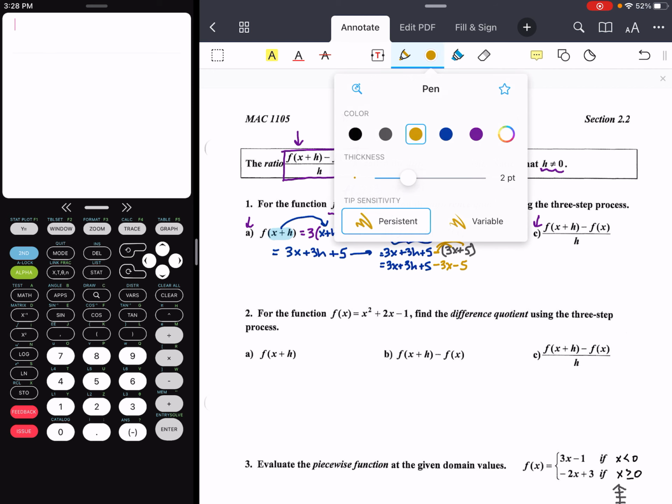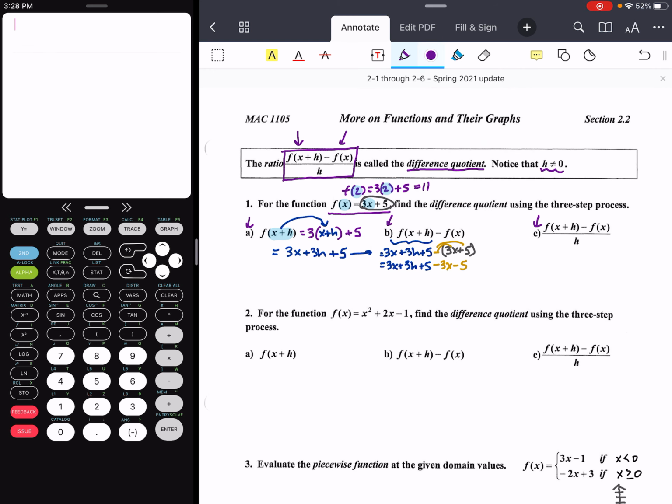And again, I want to see if I can combine like terms. In this step, in part B, I can. I have this negative 5 that cancels with this positive 5, and negative 3x with positive 3x. So after everything cancels out, all I have left is this 3h term. So that's my numerator in my difference quotient.